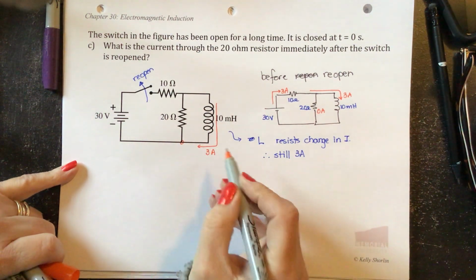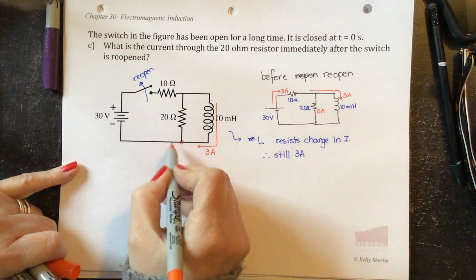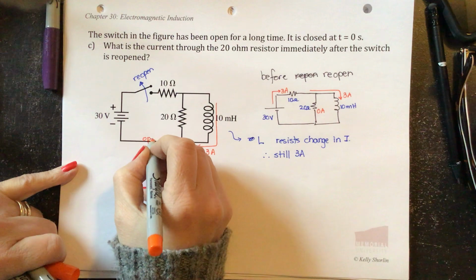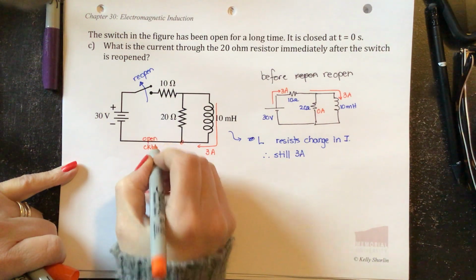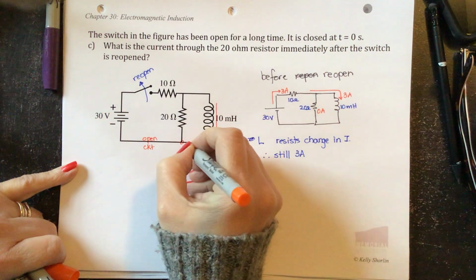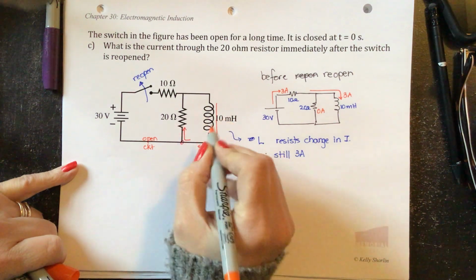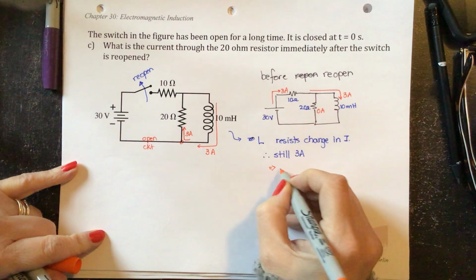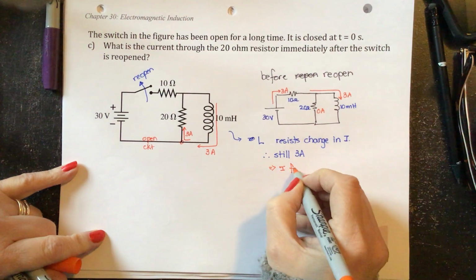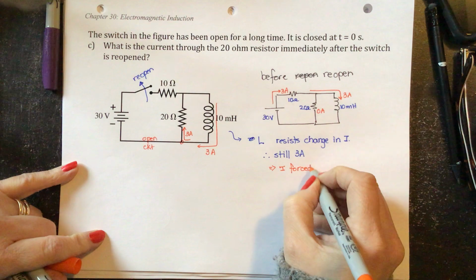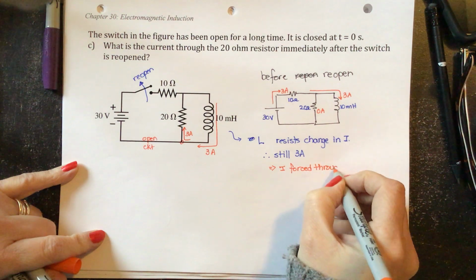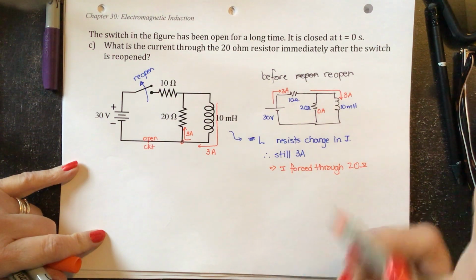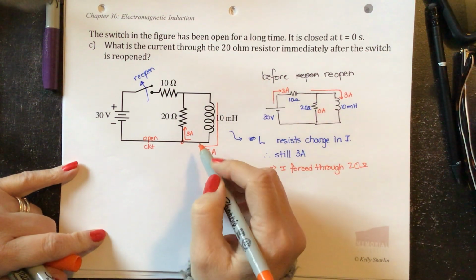It hits this junction here, and let's ask what happens right here. Well, we've got an open circuit because the switch is open. So we've got an open circuit here. That means no current can flow through this branch. It has to flow through the 20 ohm resistor. So current I is forced through the 20 ohm resistor. So that means the current in the 20 ohm resistor is 3 amps.